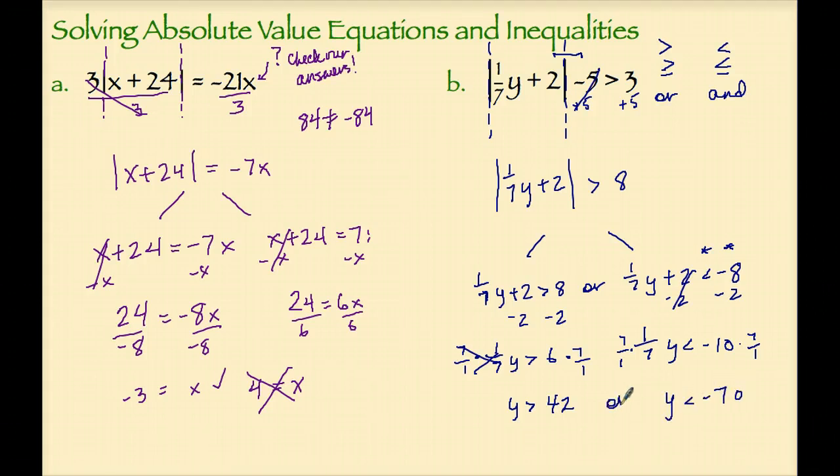Remember, this is an or inequality, so as we graph the solutions, we'll have two circles. Negative 70 is smaller than 42, and they're asking us for those numbers that are less than negative 70 or larger than 42. Therefore, this is the graph that depicts the solution to these inequalities.